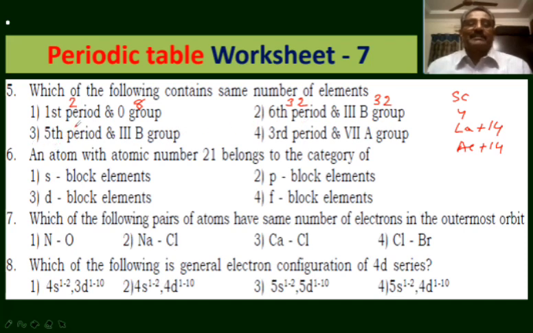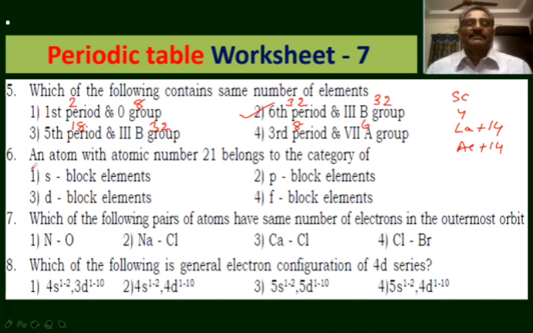5th period, number of elements in the 5th period is 18. You know that 4th and 5th periods have 18 elements each. 3rd B group has 32 elements. 3rd period has 8 elements only, and 7th A group has 6 elements only. In which group and which period there are same number of elements? In the 6th period and 3rd B group. So second option is the right option.